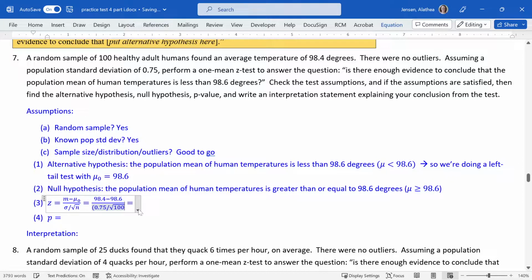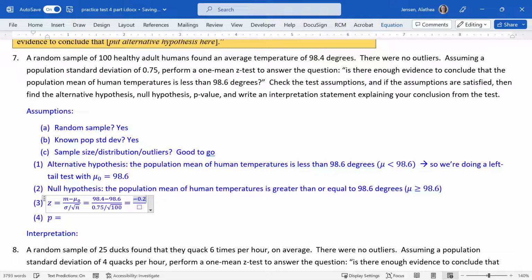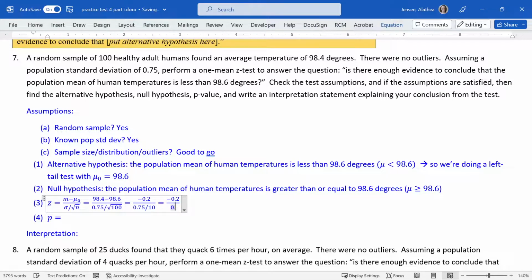Now, if you're doing this on a 4-function calculator, I would go one by one. First, simplify the top and the square root. On the top, it's going to be negative 0.2. And then on the bottom, I would keep that 0.75 right where it is and evaluate the square root, so 10. Then for the next step, I would do this division in the bottom, 0.75 over 10, which is going to give you 0.075. And then lastly, I would do the fraction, so that's going to come out to negative 2.67. All right, so I have to be pretty careful.